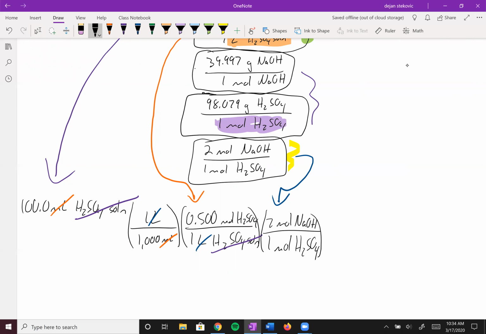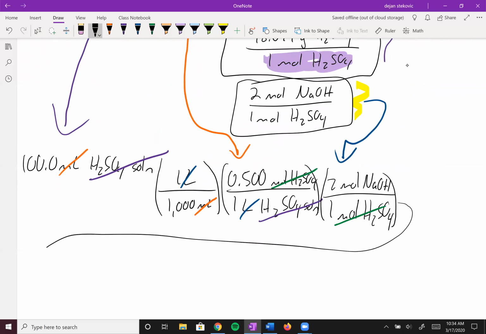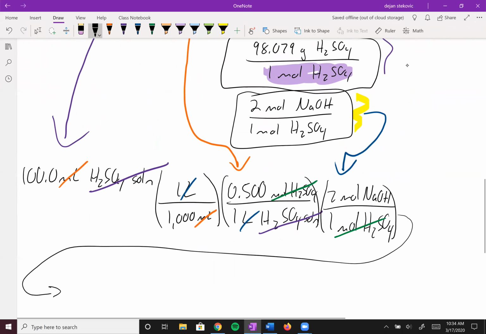When we go ahead and do that, moles of H2SO4 and moles of H2SO4 are going to cancel out. So I'm going to continue this conversion unit over here. That way when I print it as a PDF, it looks nice and the spacing doesn't get all wacky.